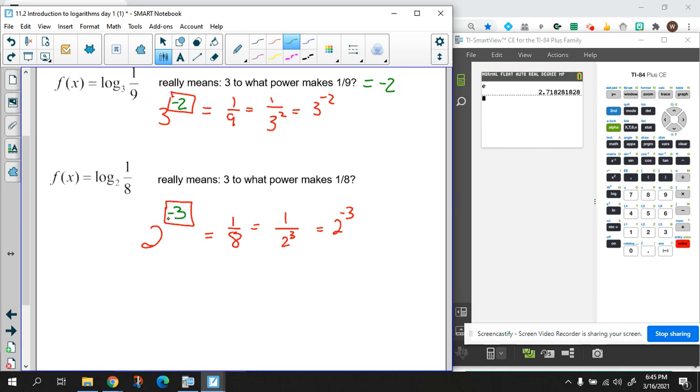One more time. If you have an argument that is between 0 and 1, your answer is going to be a negative number.